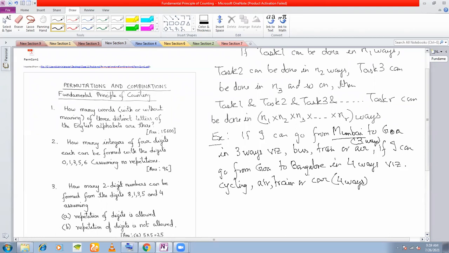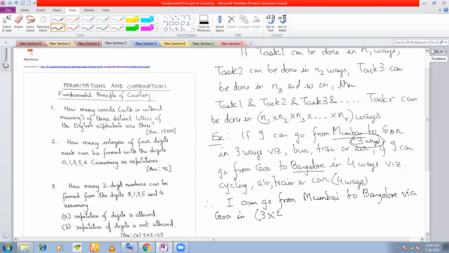Therefore, from Mumbai to Bangalore, in how many ways can I go? Therefore, I can go from Mumbai to Bangalore via Goa in how many ways? First, you can go in 3 ways from Mumbai to Goa, and from Goa to Bangalore, you can go in 4 ways, which is equal to 12 ways. This is what we call the fundamental principle of counting.